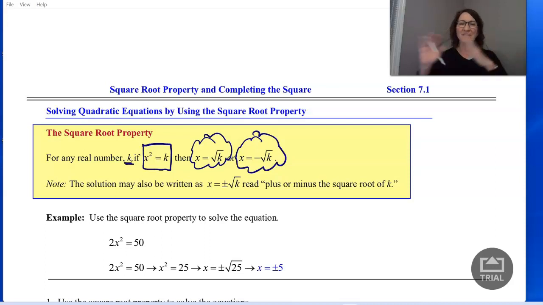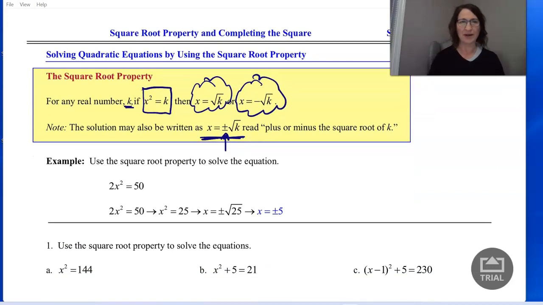And so instead of writing those x's separately, what we often do is just say that x is equal to both the positive and negative roots of k. So let's look at this example real quick.